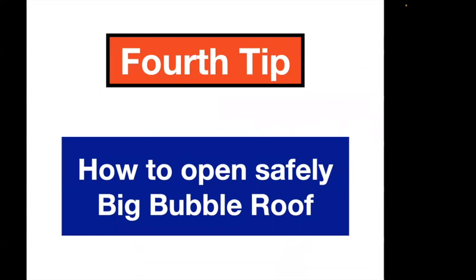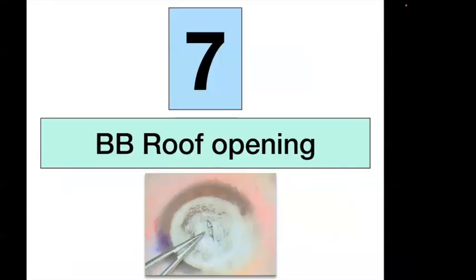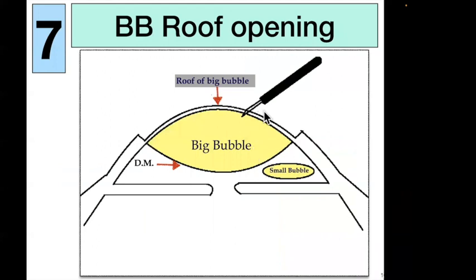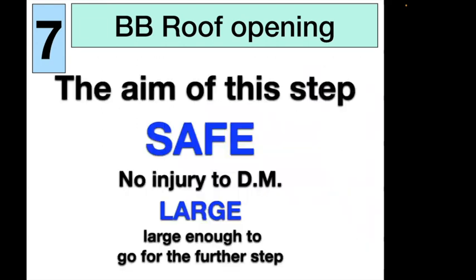The fourth group of tips is how to open safely the big bubble roof. So as I have mentioned, this is the roof of the big bubble. I want to open it to get rid of the big bubble space. So the aim of this step is we do a safe opening. We don't want to injure this membrane. And a very important point, this opening should be large enough to allow me to continue the operation.